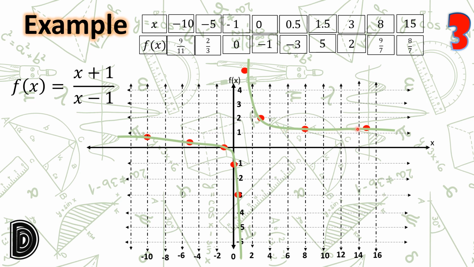Notice also that as the value of x approaches 1 from the right, the value of the function reaches a very high value, or f of x reaches a very high value. And also as the value of x approaches x equals 1 from the left, the value of f of x or the function reaches a very low value.